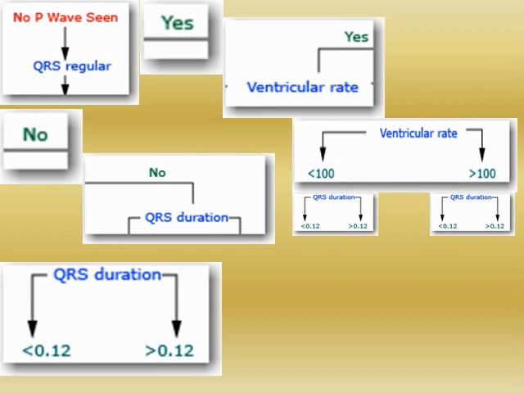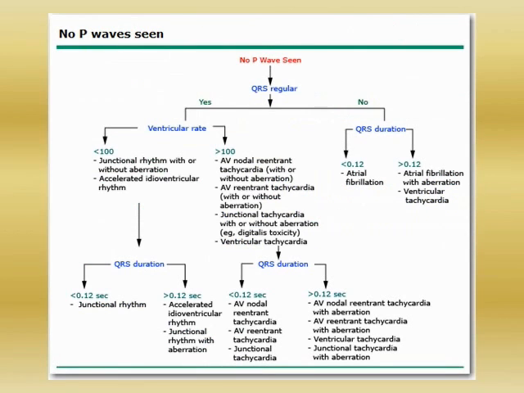This is a simple way of expressing what I told you already. So this is the mental picture you should have. So here there are no P waves but the QRS is regular. Ventricular rate less than 100. QRS is regular. Ventricular rate less than 100: junctional rhythm with or without aberration, accelerated idioventricular rhythm. QRS is less than 0.12: junctional rhythm. More than 0.12: accelerated idioventricular rhythm, junctional rhythm with aberration.